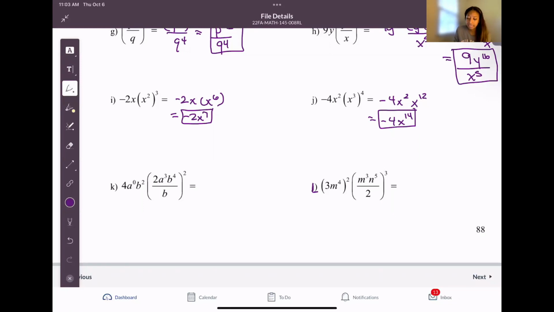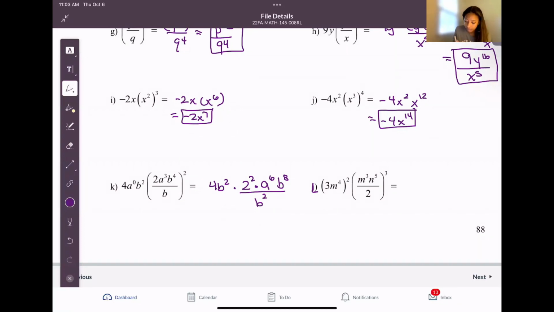And then the last two. All right, we have a lot going on here. You have some zeros, some multiplication, some dividing, all kinds of stuff. All right, for the first part, 4a to the 0 b squared. A to the 0 is just 1, so this is 4b squared, and then times 2 squared times a to the 6th power, because we have a cubed squared, and then b to the 8th power, all divided by b squared.